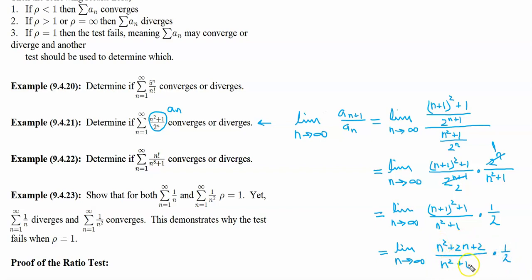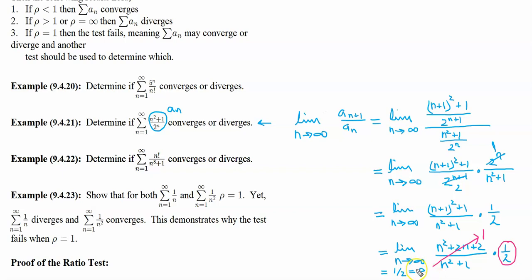And so you see this part is going to approach 1 as n goes to infinity because the degree of the polynomials are the same. So the limit of this term is going to be the quotient of the leading coefficients, which are 1 and 1. And so this is going to 1. And this, of course, stays at 1/2. And so our limit is just going to be 1/2. So this will equal 1/2, and that is our rho.